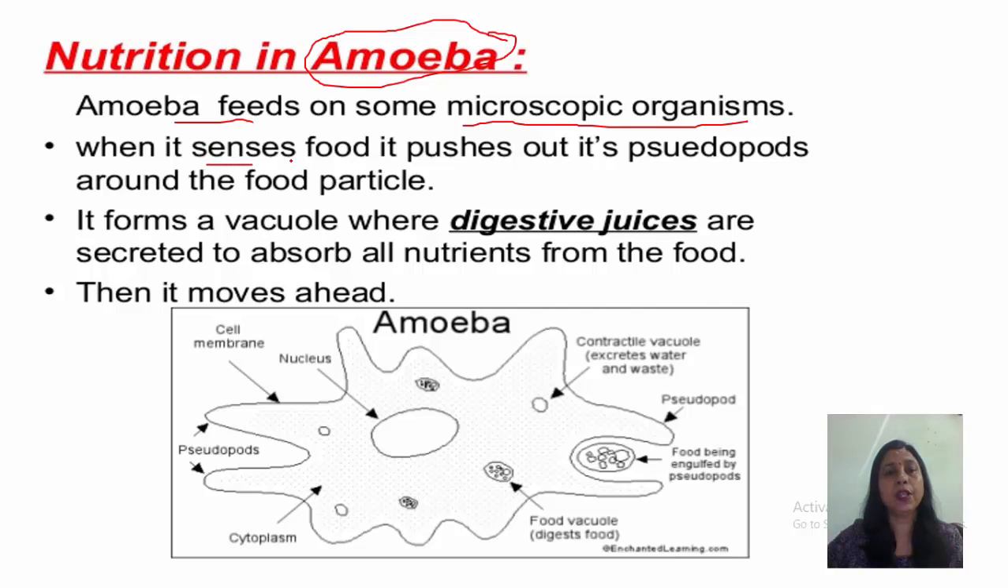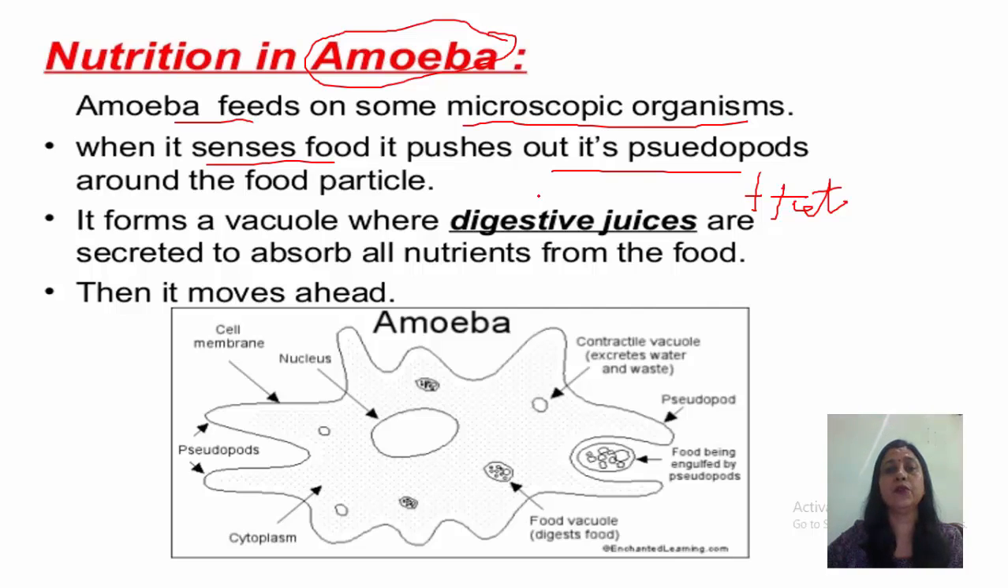When it senses food, that is, whenever food comes near the body of amoeba, it pushes out its pseudopodia. Pseudopodia are the false feet. Pseudo means false, podia means feet. Actually, the body of amoeba is irregular. एक ही सेल होता है और बहुत irregular shape होती है, कोई उसकी fixed shape नहीं होती है.